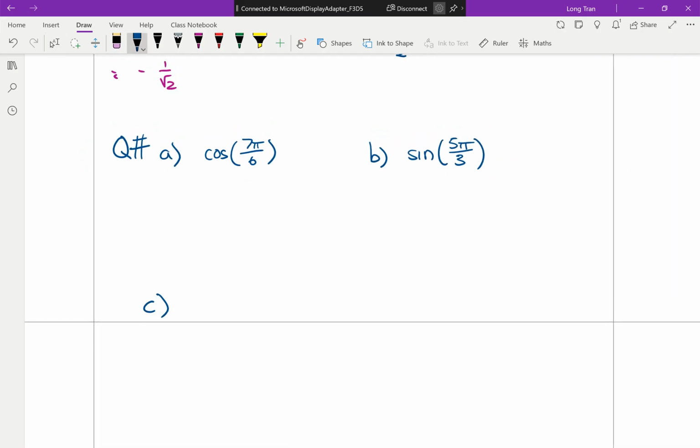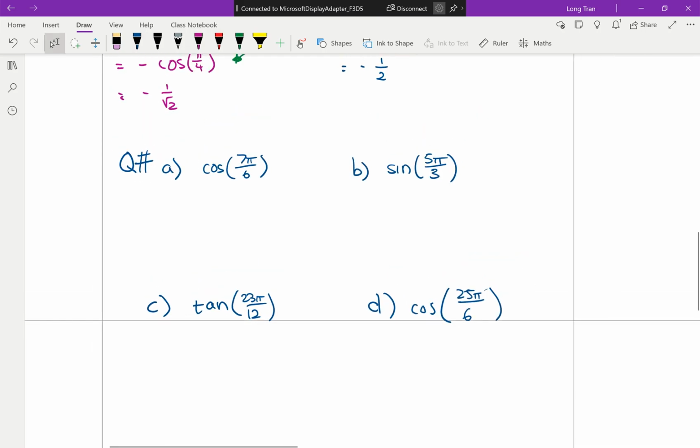Tan of, you don't need to know the values, I just want to know the quadrants. Which quadrants am I in? C. Tan of 23 pi on 12. D. Cos of 25 pi on 6.